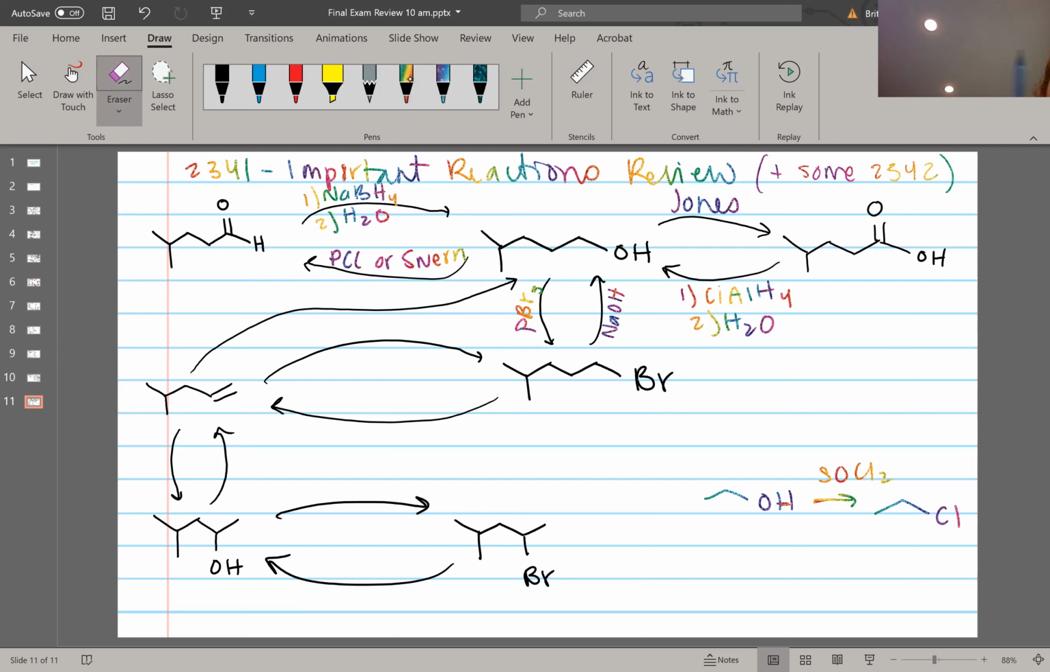Okay, and then there's this arrow kind of hiding here in the middle, going from alkene to primary alcohol. What would we use for that? Hydroboration oxidation? Mm-hmm. Okay. To go from alkene to primary alkyl halide, that's kind of tricky.